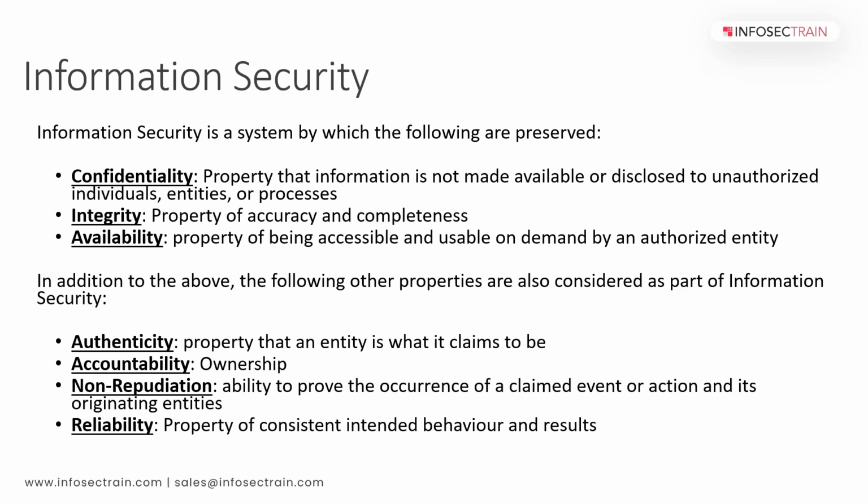Apart from that, there are other properties which are not that important, but still we need to focus on them. So we talk about authenticity, accountability, who is going to own it, the ability to prove the occurrence, non-repudiation, that is claiming an event or action and the originating entities, and reliability. Reliability is how consistent the activities are, like transaction failures in a web application. If it does not fetch the same data again and again, there is a problem and the system is not reliable, which means it is not responding the way we are looking for. So there are different properties related to information.